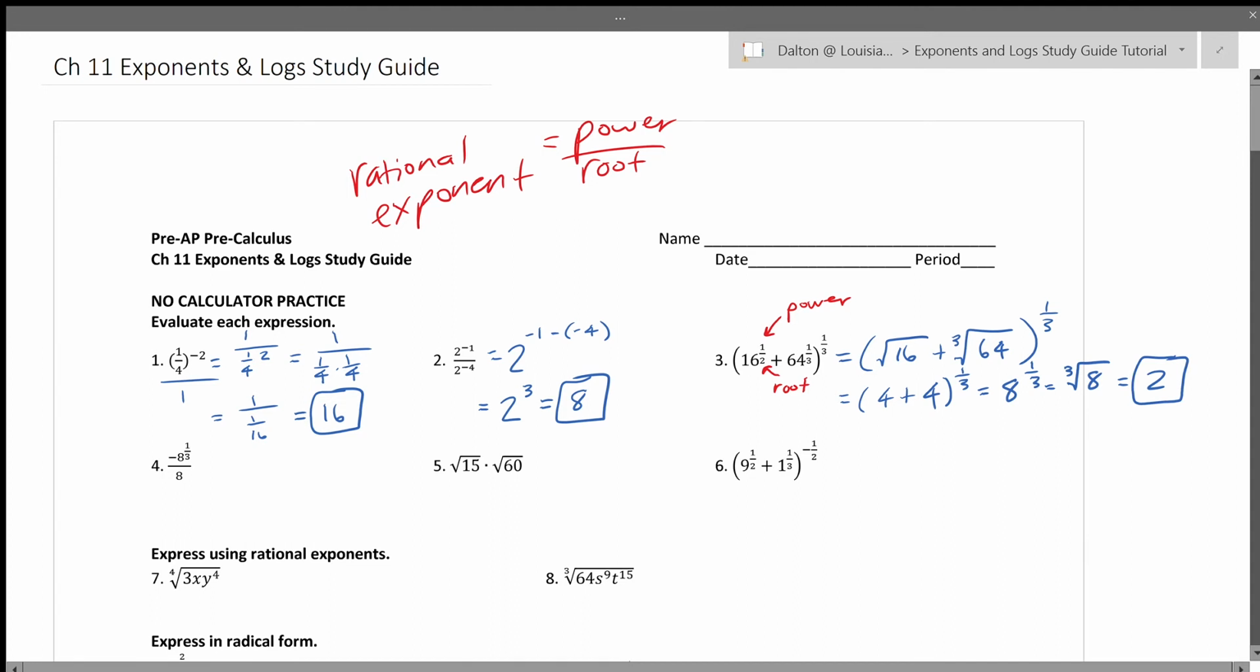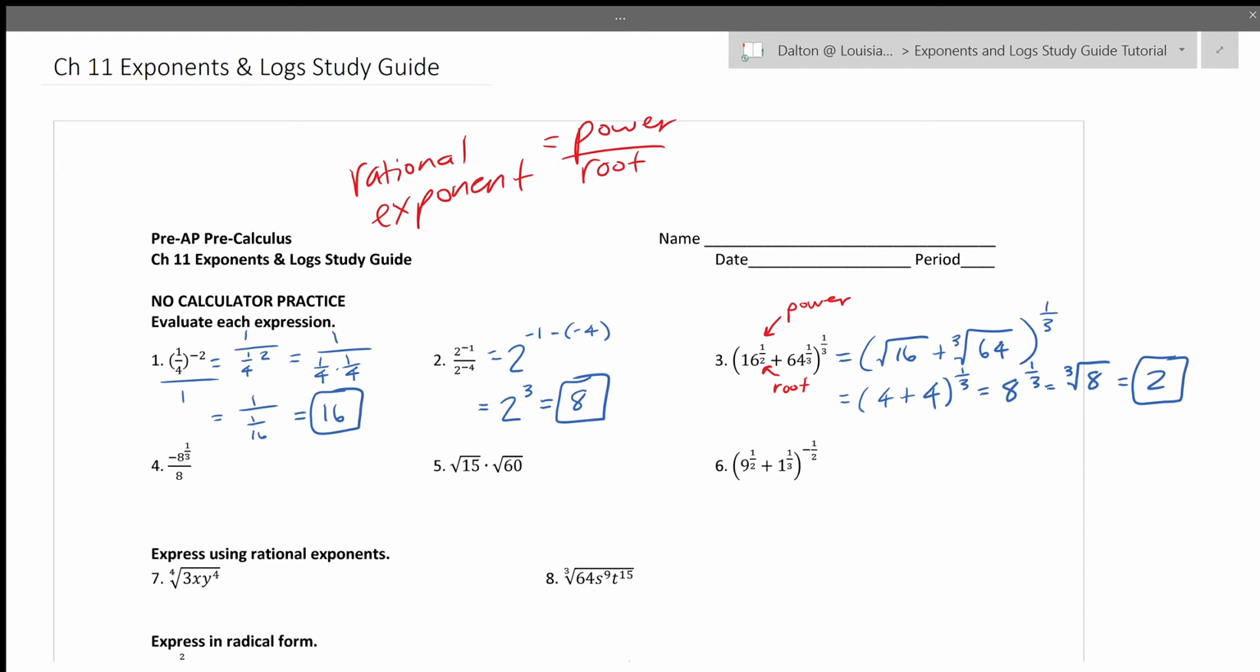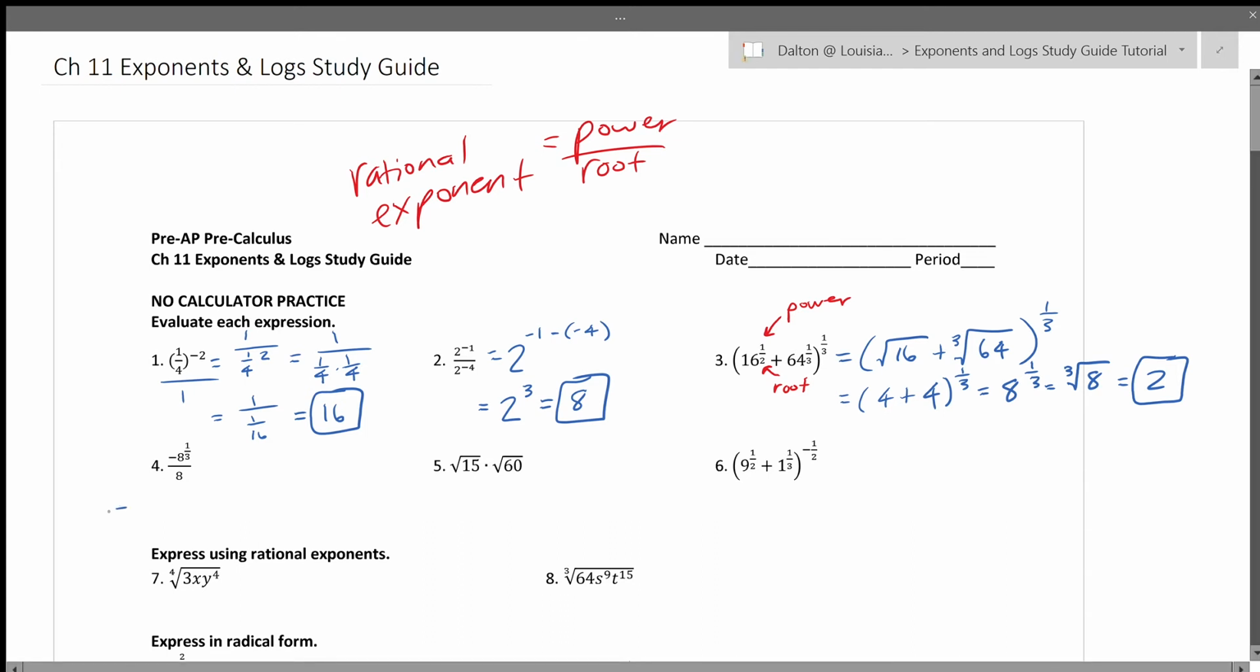Number 4, negative 8 to the 1/3 power divided by 8. Again, I'm going to rewrite this 1/3 power as a cubed root. So that'll be negative cubed root of 8 to the first power, but I don't need to write that, right? Power is 1, root is 3, so cubed root of 8, all divided by 8. And that's going to equal negative the cubed root of 8, as we just did on the last problem, which is 2, and then still just over 8. And negative 2 over 8 reduces to negative 1/4.